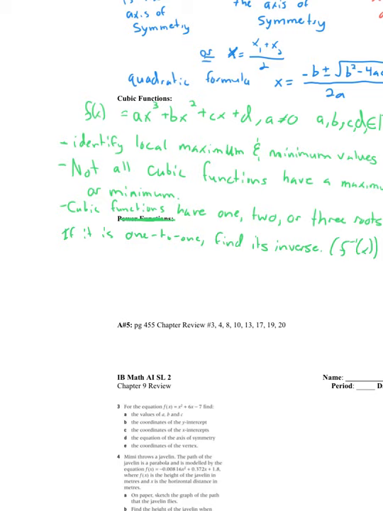All right. So that's the idea with cubic functions. So those are the 2 big things we talked about. Identify local maximum and minimum values. Maybe it doesn't have any. And then can you prove it's one-to-one and find its inverse? Those are the big things with cubic functions we talked about.